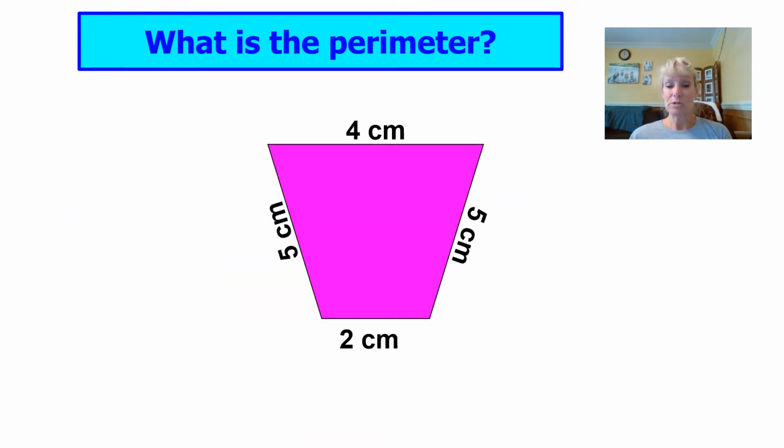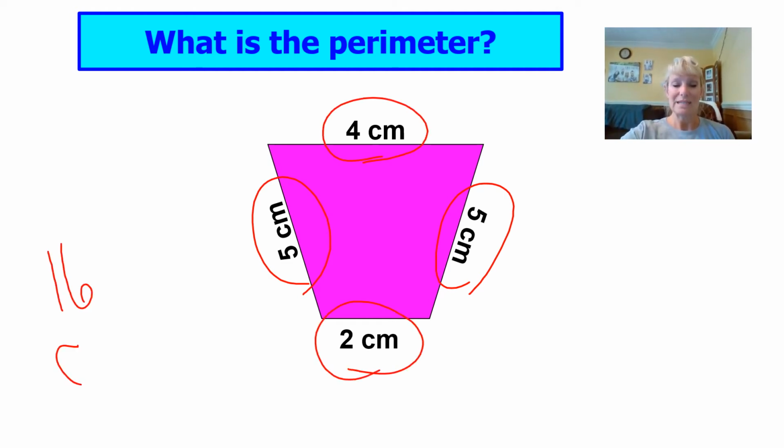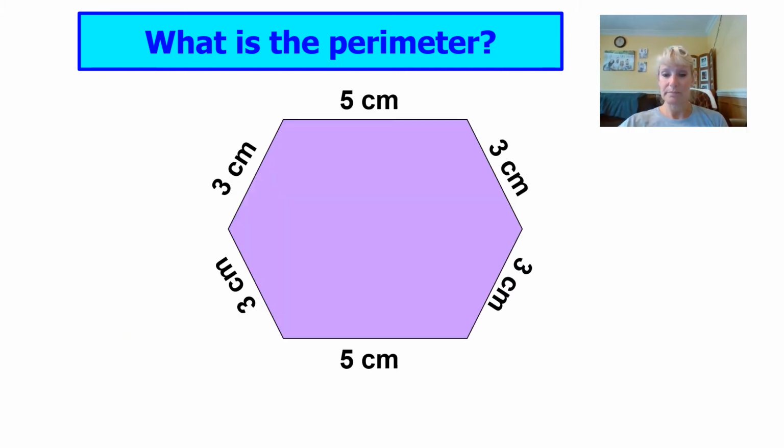All right, what's the perimeter here? If you took your 5 and your 5, which gave you 10, and 4 is 14, and 2 is 16, that would have given you 16 centimeters. What is the perimeter here?